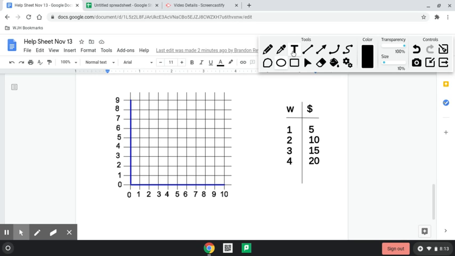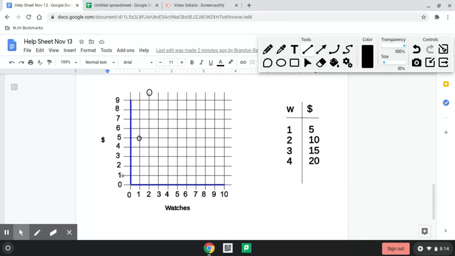Or let me label these axes first. This one's money, and this one's watches. So 1 to the right, 5 up. 2 to the right and 10 up. Okay, we can hardly even fit this here. And then we will draw a line through that.